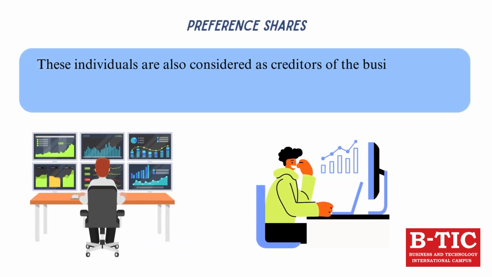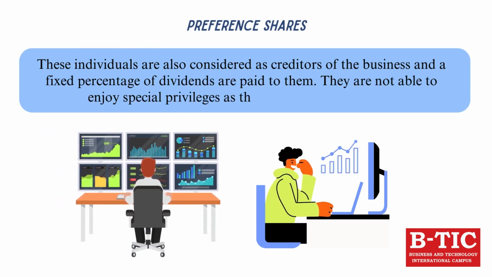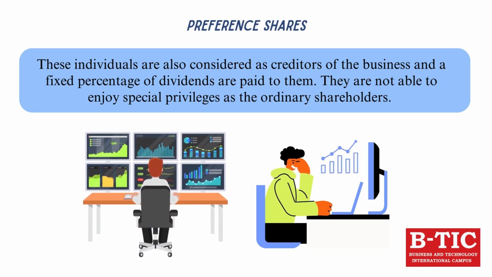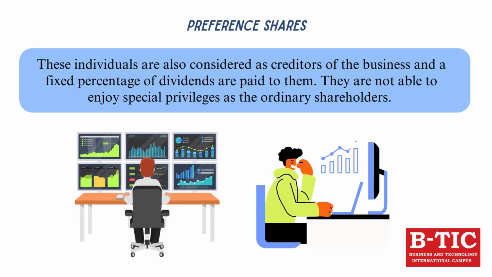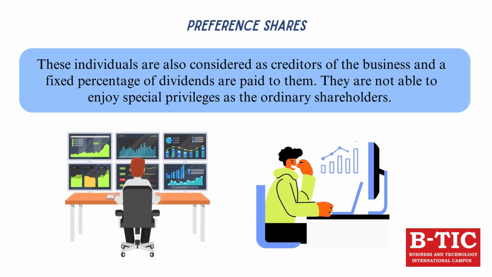Preference shares. These individuals are also considered as the creditors of the business and a fixed percentage of dividends are paid to them. They are not able to enjoy special privileges as the ordinary shareholders. Whether the business earns a profit or not in the relevant financial year, the dividend to these shareholders must be paid.